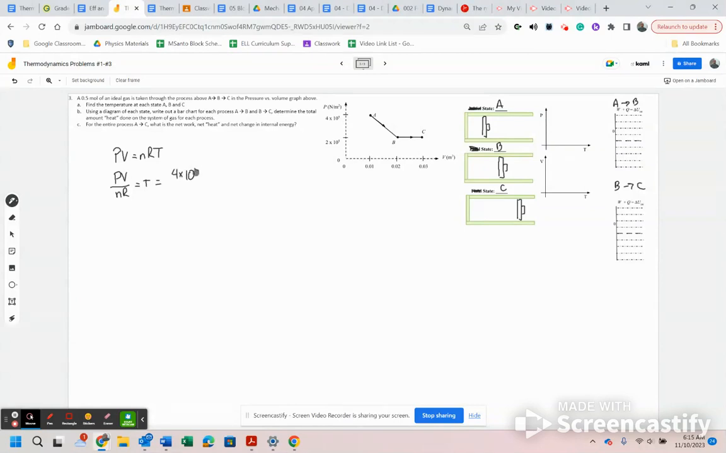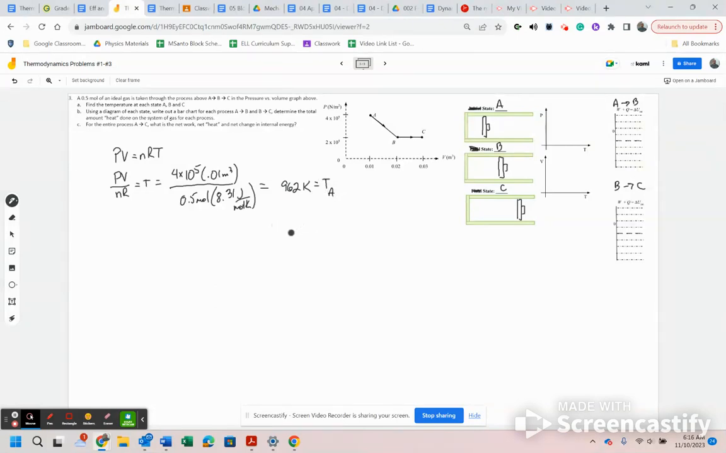So 4 times 10 to the 5th times 0.01 meters cubed, divided by 0.5 moles times 8.31 joules per mole Kelvin. All right, when we calculate that out, we get 962 Kelvin as our temperature at A.